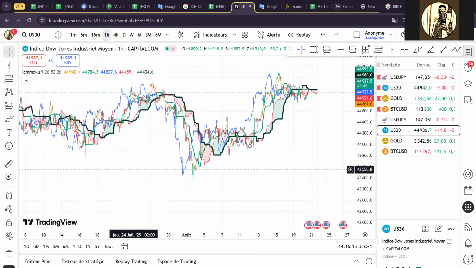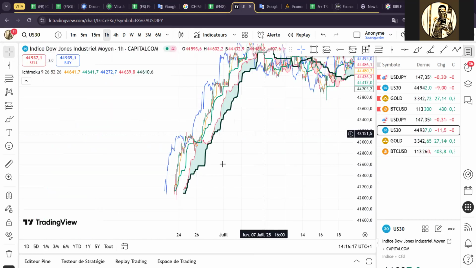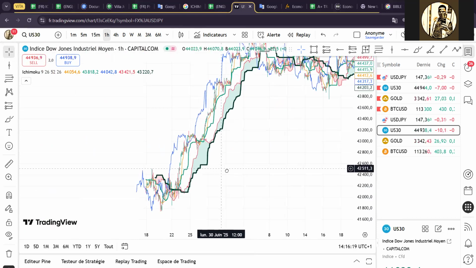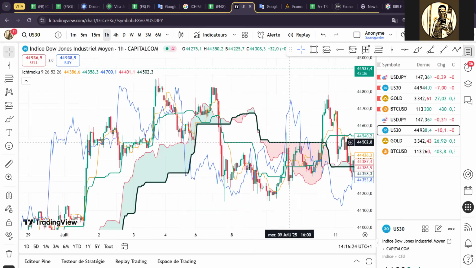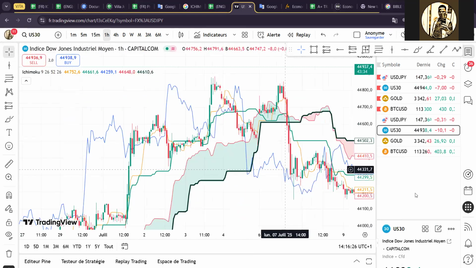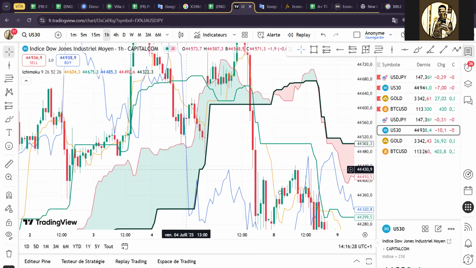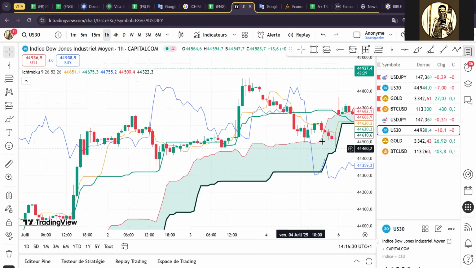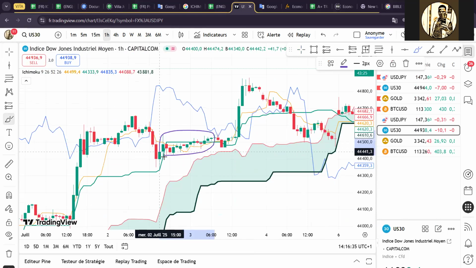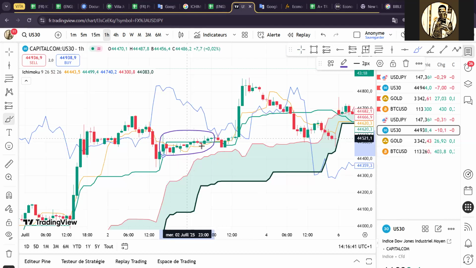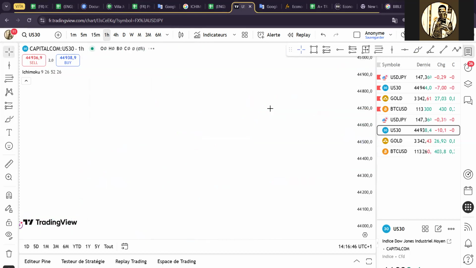Let me pick one correction that just played out. Okay, you have one here. This is one correction. You see that Tenkan and Kijun stay above the cloud during this correction, right? Tenkan did not touch the cloud, Kijun did not touch the cloud, but we had a correction.